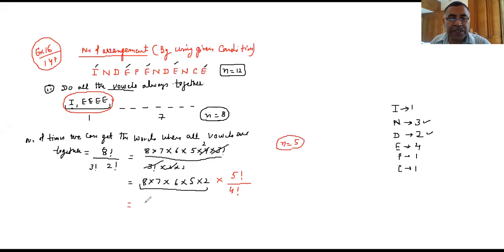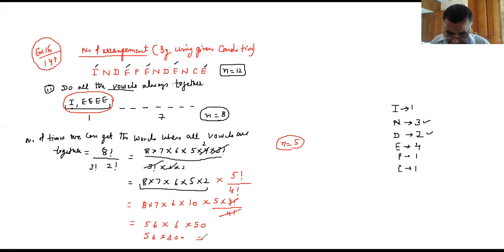So this is equal to 8 into 7 into 6 into 5 into 2, into 5 into 4 factorial divided by 4 factorial, it goes. So this is 8 into 7, 56. 56 into 6 into 5 into 2 into 5, so this is 56 into 300, which is equal to 16800. This is my final answer. Please note it down so that we will move to the third part of this question.